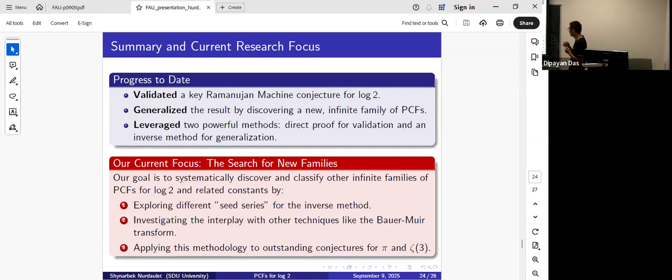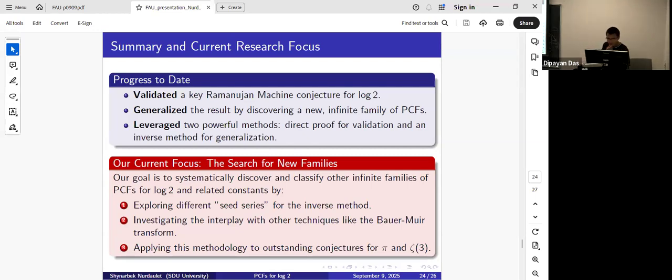And our current focus, what I'm trying to do, is to find out if there are other series or other PCFs, so that we can find the infinite family of that. Using Bauer-Muir, there are already a lot of constants that have families of continued fractions, and we try to investigate and interplay with some other acceleration algorithms so that we can find out.